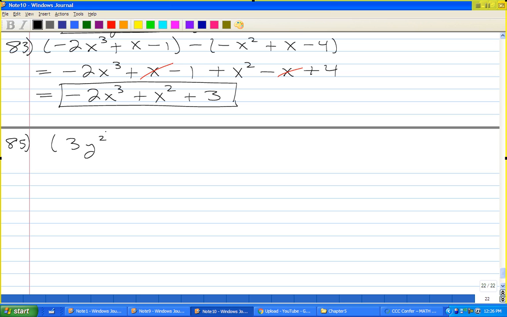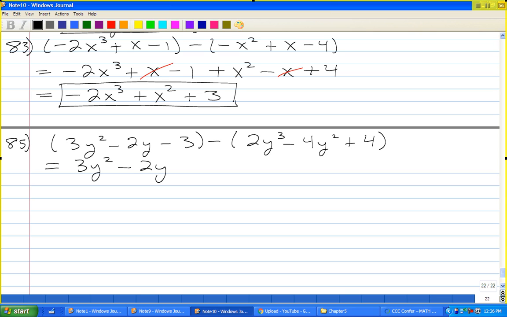3y squared minus 2y minus 3, minus 2y cubed minus 4y squared plus 4. So, remove parentheses, 3y squared minus 2y minus 3.